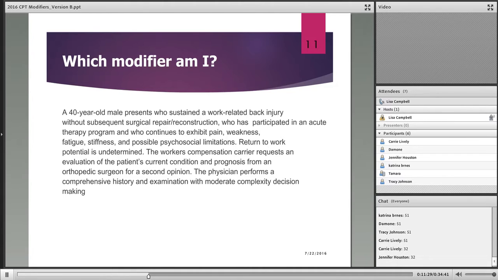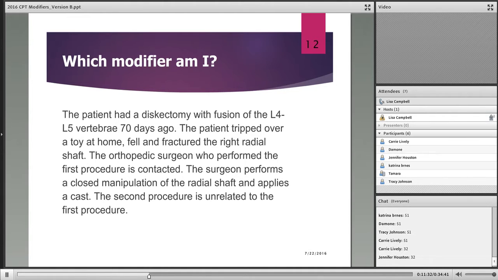All right, next up. The patient had a discectomy with fusion of L4 and 5 vertebrae 70 days ago. Anytime you see some numbers, think post-op. The patient tripped over a toy at home, fell and fractured the right radial shaft. The orthopedic surgeon who performed the first procedure is contacted. The surgeon performs, so that same surgeon who did the first surgery performs a closed manipulation of the radial shaft and applies a cast. The second procedure is unrelated to the first procedure.